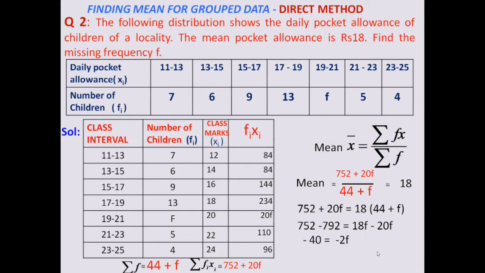Both sides have the minus symbol, so we cancel it. Then f is equal to 40 by 2. The answer you will get is 20. So in place of f, we write 20 to get the answer 18. Okay, this is an important problem. This type of problem you have to practice more, then only will you be able to solve this type of problems in exams and get good marks.